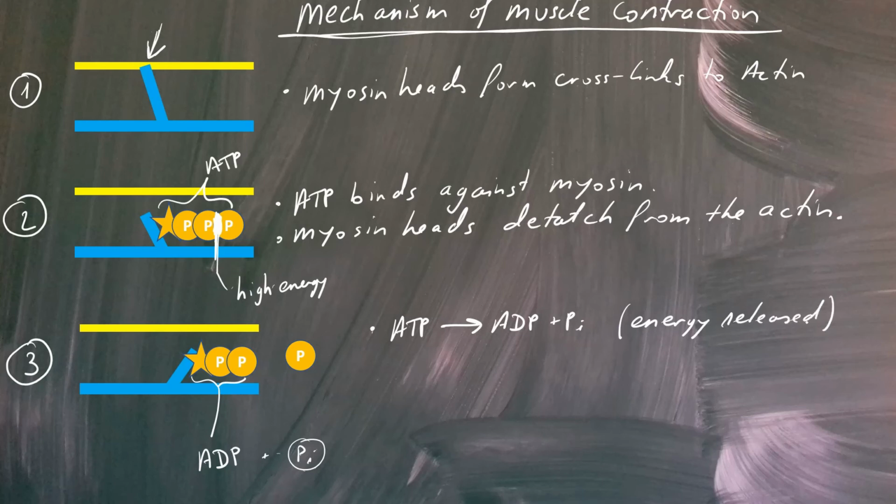And every time I say energy is released, you have to ask the next question: where does the energy go? If it releases energy, then we're using the energy to do something. The question is, what are we doing? Look at the position of the myosin head. It's like a spring, it moves forward.